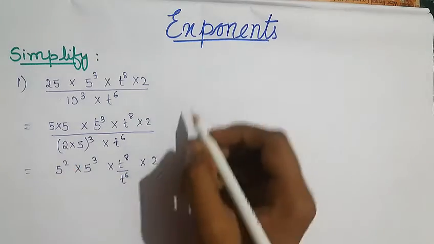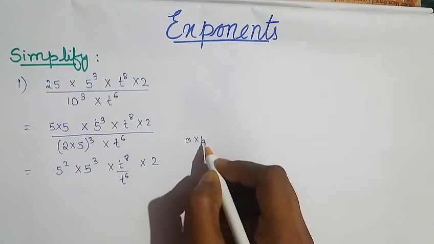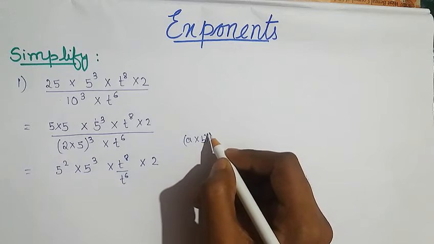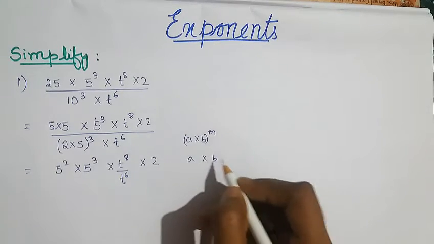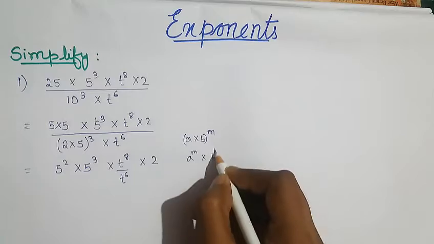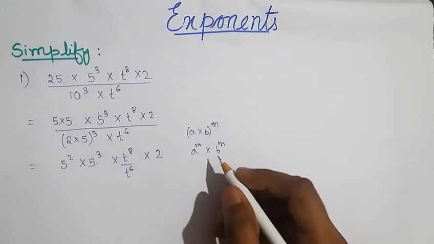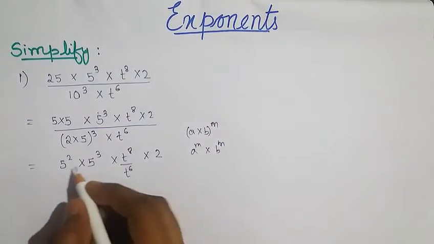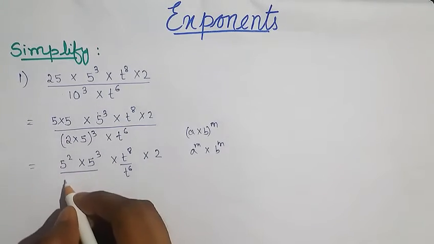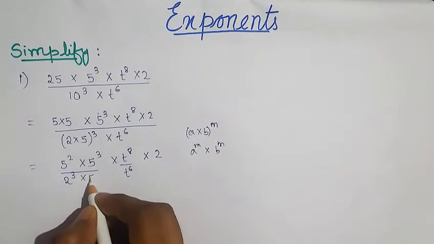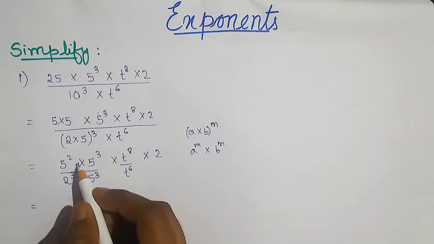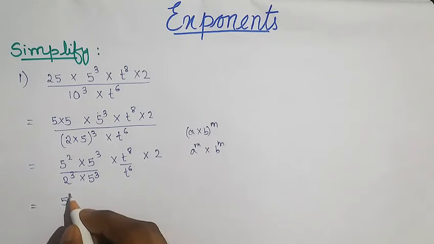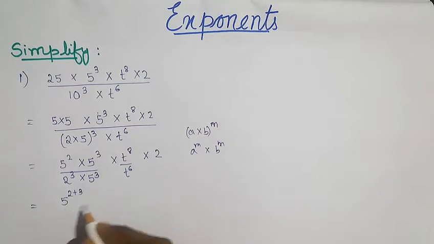Now we know this law: if we have two numbers in product and there is a whole power to them, suppose m, we can write the two bases separately in their product and give the power separately to them. Now we will use this law over here. So this can be written as 2 raised to the power 3 into 5 raised to the power 3. Now we have two same bases being multiplied, so we can write it as 5 raised to the power 2 plus 3.